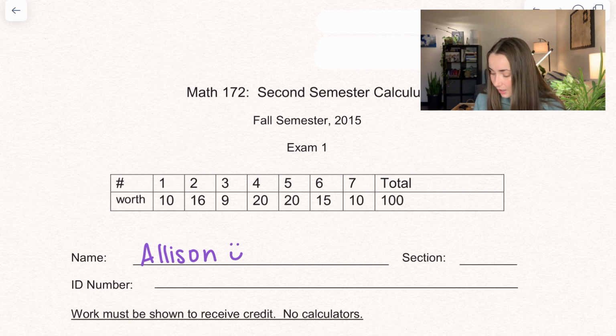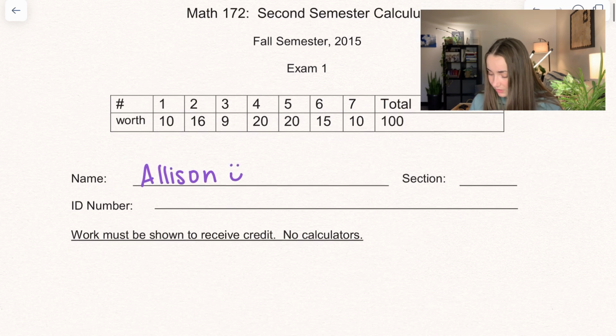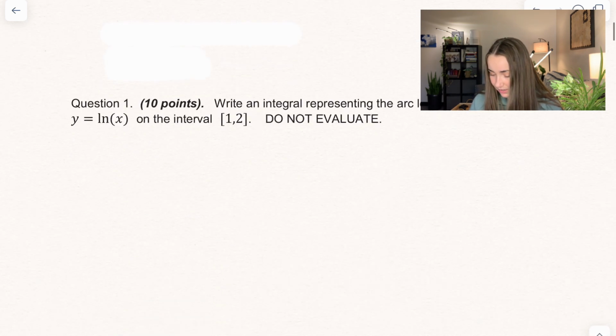We can see on the front that there are going to be 7 questions and we can see how many points each are going to be worth. So 4 and 5 look a little important. They're 20 points each, but you do you. So let's go ahead and go through this thing. We're going to start with question 1.